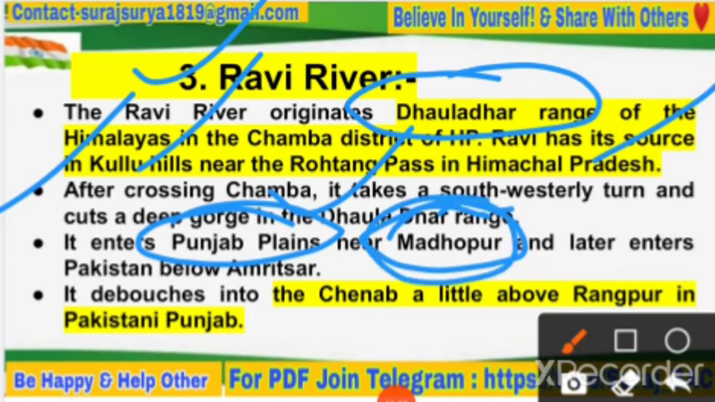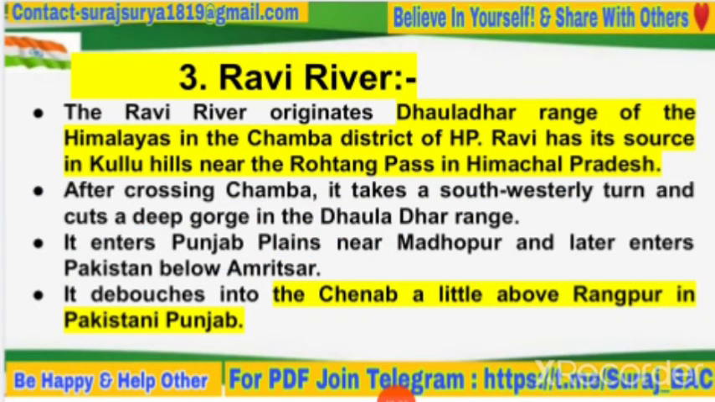The place where it enters into Punjab plain, that is Madhopur. What is the name of that place? That is the name commonly known as Madhopur. And it later enters into Pakistan below Amritsar. Yani Amritsar se hote hue ye Pakistan mein enter hota hai. It debouches. Debouches is nothing but it merges into the Chenab a little above Rangpur in Pakistan Punjab. Where it debouches, which means it merges into Chenab, that is the name of place, that is Rangpur in Pakistan Punjab.